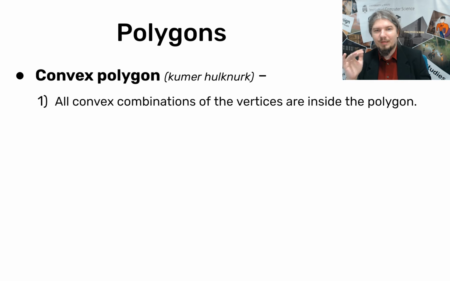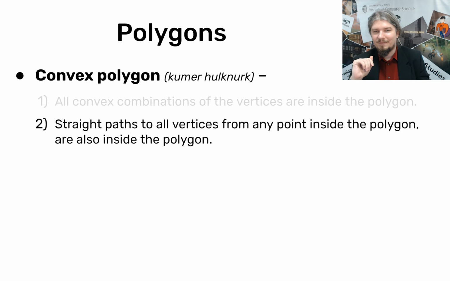The first definition would be: all convex combinations of the vertices are inside the polygon. We learned about convex combinations before. If you take a bunch of vertices and form the convex combinations of the vertices, putting in any real numbers that satisfy the convex combination criteria, and if you remember them, there are two criteria: the sum needs to equal 1, and all of them must be non-negative. Then all the points you get must be points in the polygon. But maybe this is hard to test and hard to visualize, so let's see some other definitions.